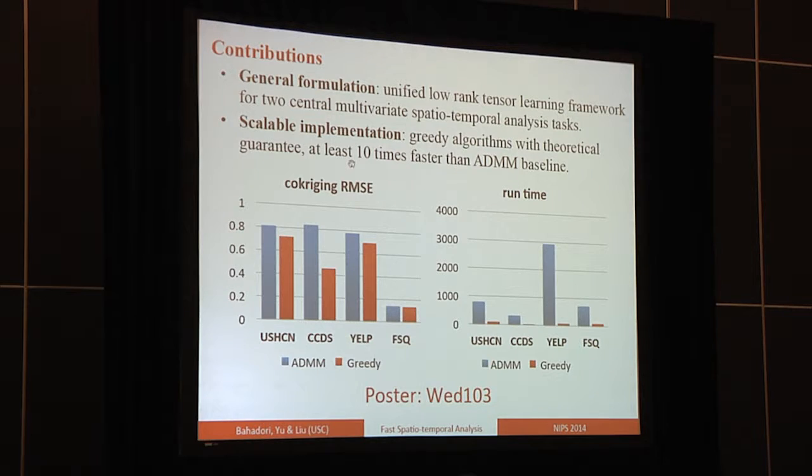In summary, we propose a unified low-rank tensor learning framework for two central tasks in multivariate spatial-temporal data analysis. We propose a simple and fast greedy algorithm with theoretical guarantees. Compared with baseline, our method is not only faster, but also more accurate.